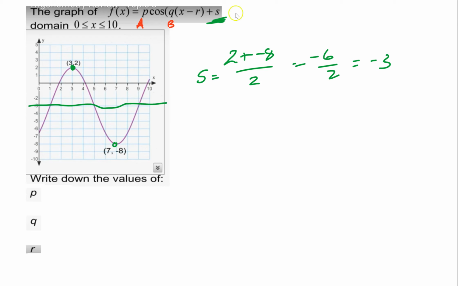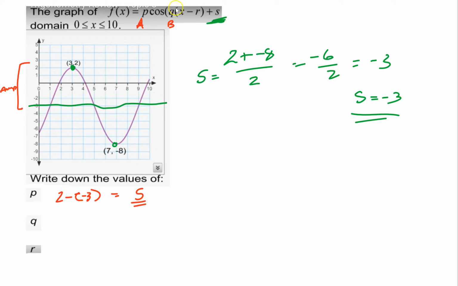So that's my vertical shift there, which they didn't actually ask me about, but I'm going to put it down anyway. Set s equals negative 3. Very, very important. Once you've got that, the rest is easier. If I want to find the amplitude, I'm going from 2 to negative 3. So my amplitude is 2 minus negative 3, which is just 5. My amplitude's 5. You just count.